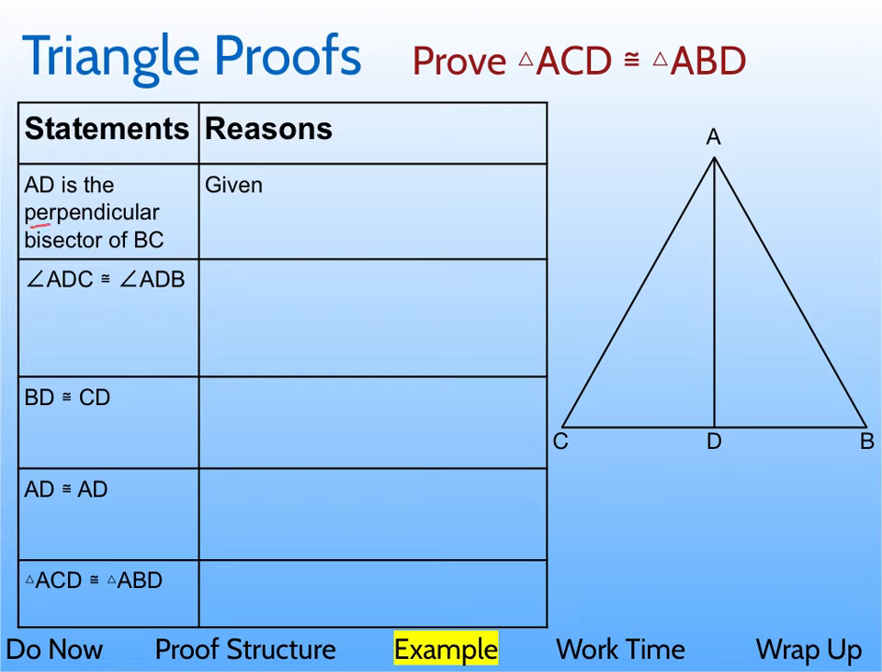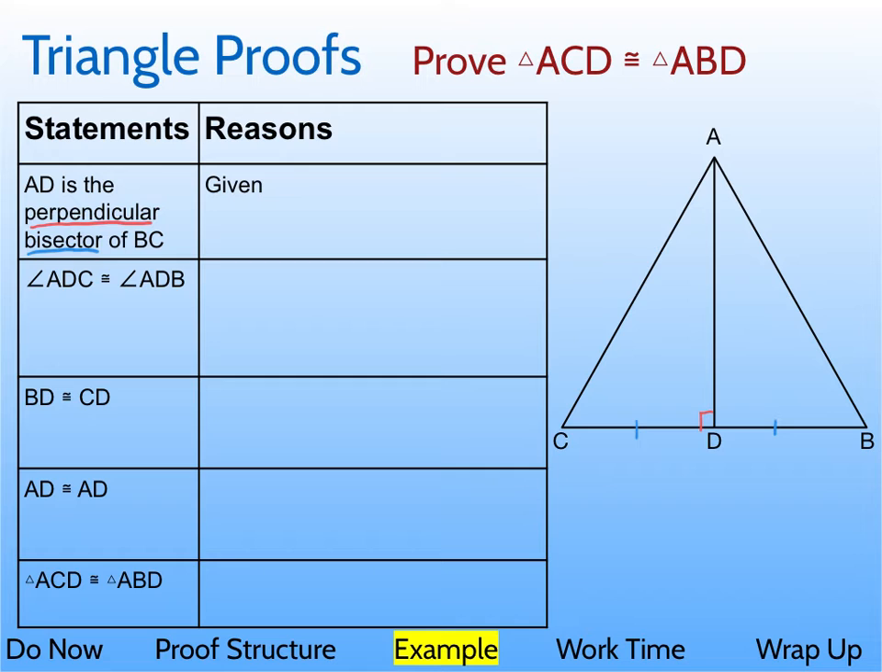If it's perpendicular, what that tells us is that that makes a right angle right there. And since it's a bisector, it splits BC in half into 2 congruent segments right there, BD and CD. So let's fill in the reasons for this. So this one says angle ADC, right here, is congruent to angle ADB.